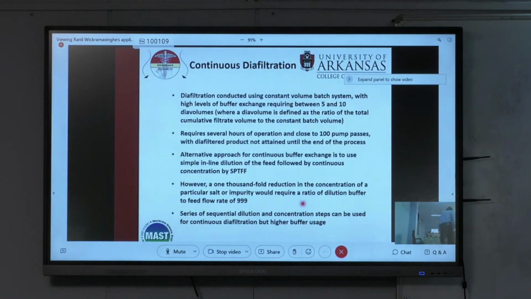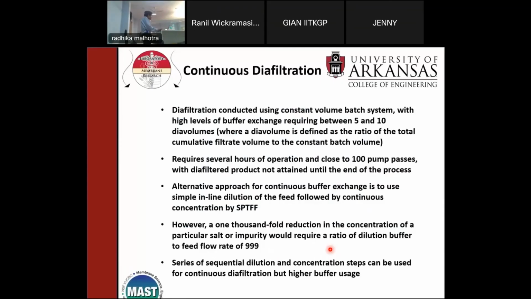So a series of sequential dilutions and concentration steps can be used, but you still have higher buffer usage. So that is, at the moment, we have 1 feed tank. We are adding buffer or diluent as we are removing permeate. So this is saying, why not take this, add say 3 liters, add 1 diavolume, then run it, and then add another diavolume, and then run it, but you see, if you do it continuously, you have that exponential decrease in concentration. If you put it all at once, you get a step decrease like this. You'll find you use more buffer, okay? The exponential will still be quicker. We'll be using less buffer. So that also doesn't work that well.